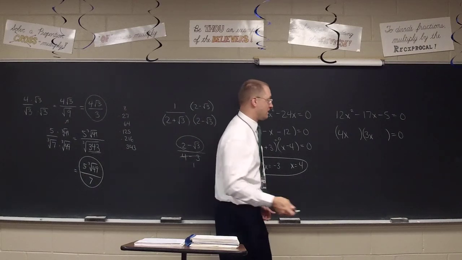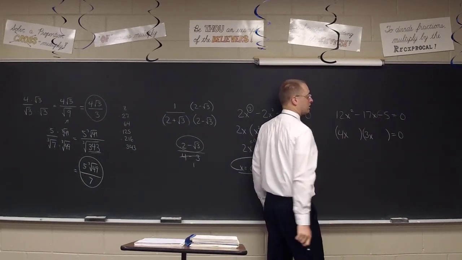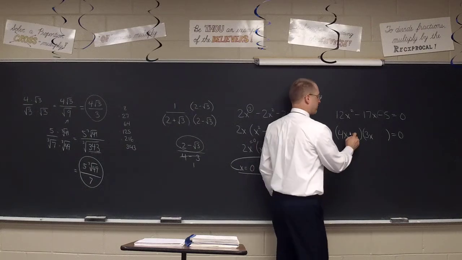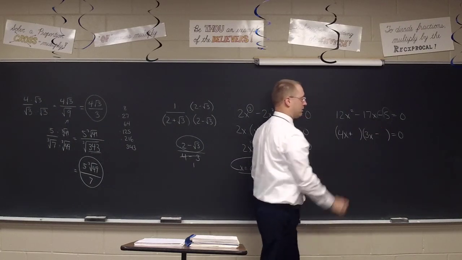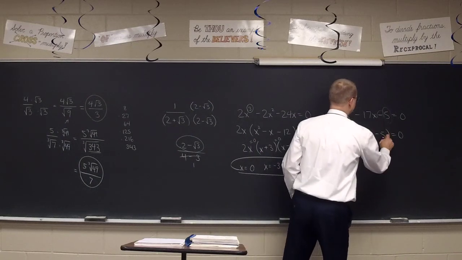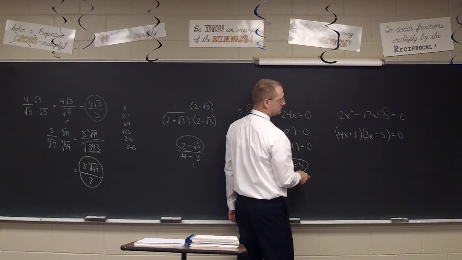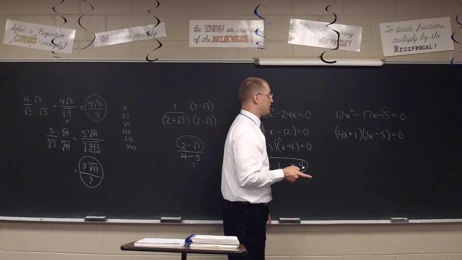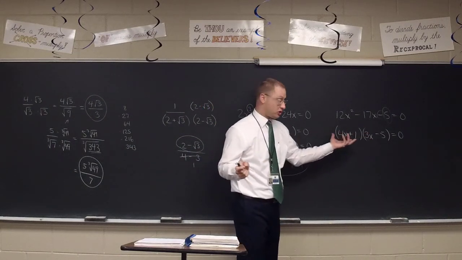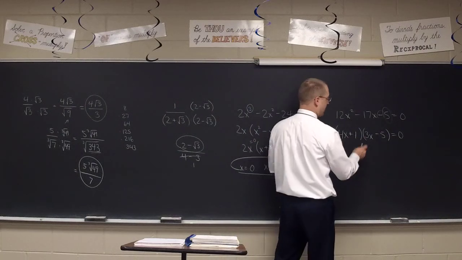The negative sign at the end tells me to alternate signs. So we've got to have a positive and a negative. And then the only way to split up a 5 is 1 and 5. Let's see what happens here. Outer is negative 20x and inner is positive 3x, which gives me the negative 17x. So it actually got it on the first try. Doesn't always work that well, but this time it did.